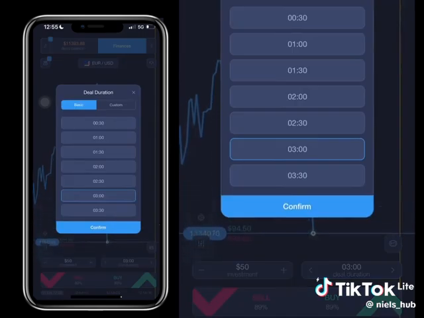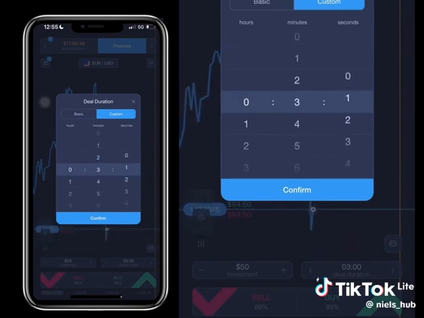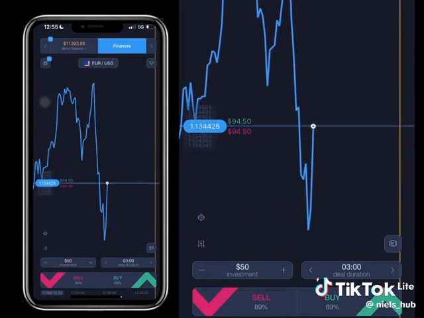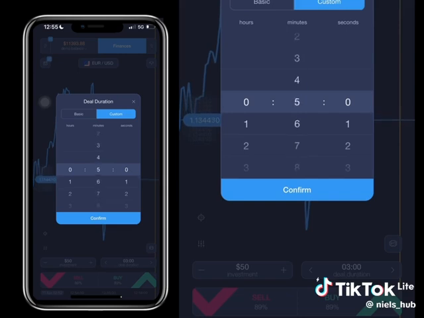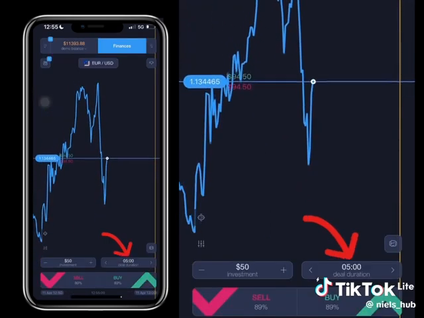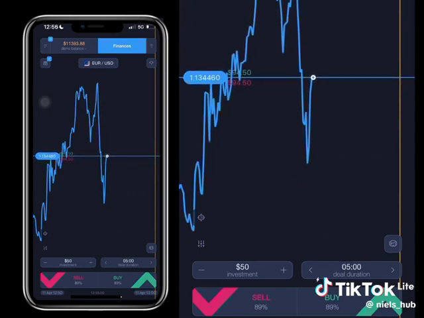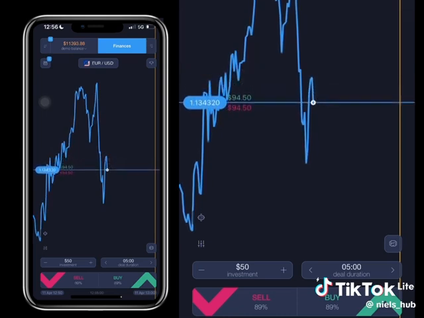You can also customize your time frame by going to custom. This is in minutes, this is in seconds, and this is in hours. So if I want to make a 5 minute trade, I'll put 5 minutes here, and you can see it will automatically change to 5 minutes. No, I didn't do that well. So let's go back to 5 minutes, confirm. Good. It is now on 5 minutes. So each trade that I enter would expire in 5 minutes. Whether you're winning or losing that trade, it will expire after 5 minutes.